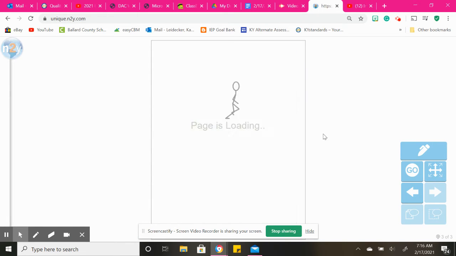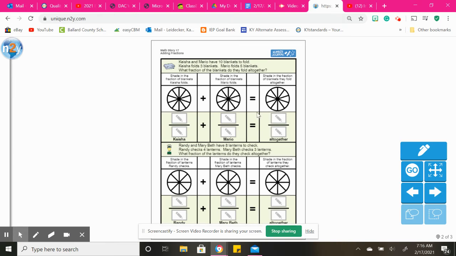Okay, so it looks like there are 2 slides here. I will do this first one with you. So Keisha and Mario have 10 blankets to fold. Keisha folds 3 blankets. Mario folds 5. So let's make sure that our wholes are exactly the same.